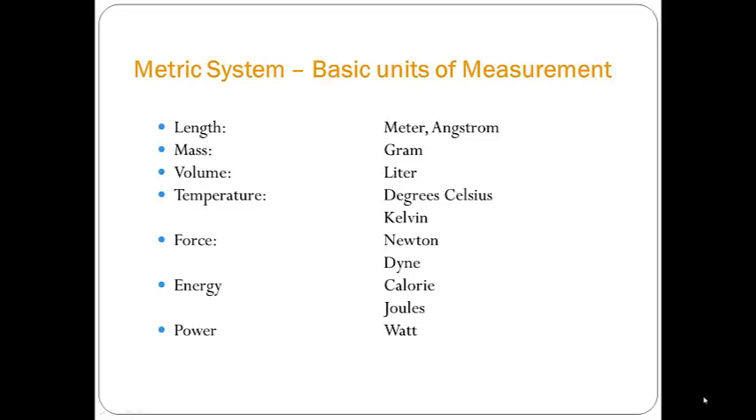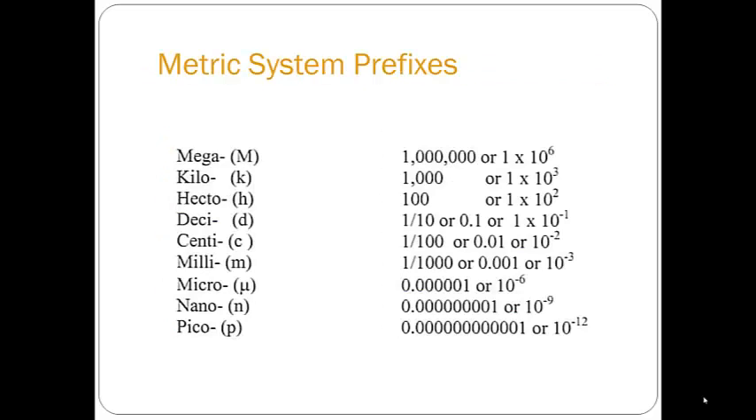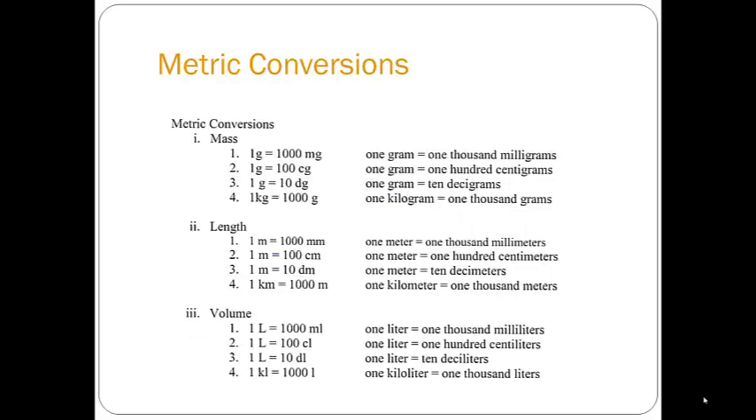This slide reviews the basic units of measurement within the metric system. The basic unit of length is meters and angstroms. The basic unit of mass is grams. For volume, it's liters. For force, the basic units are newtons and dynes. The basic units of energy are calories and joules. And watts are the basic units of power measurement within the metric system. These are the metric prefixes. You should be familiar with those that we use most regularly in medicine, which are milli, micro, centi, deci, and kilo.